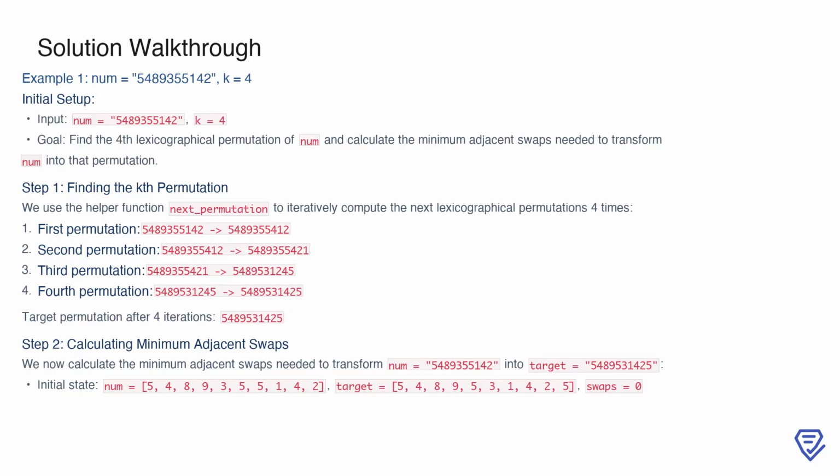This function allows us to compute sequentially the next lexicographical permutation. After 4 iterations, we arrive at 548-953-1425, which is our target permutation. Now, to calculate the minimum adjacent swaps, we compare the original number and the target permutation. Representing both as arrays, we initialize a swap counter to 0 and begin the process of aligning the two arrays to match the target arrangement.